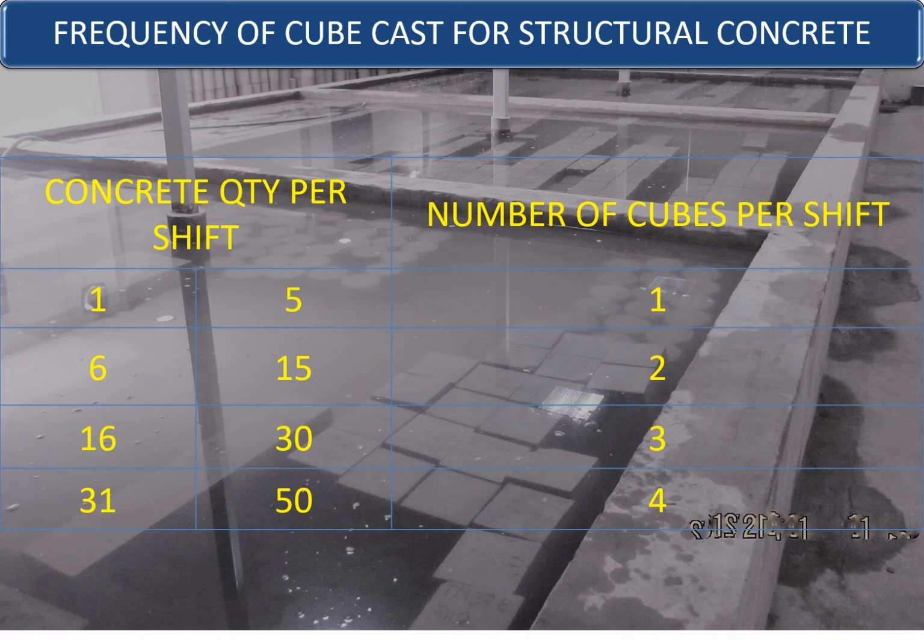So if you see the frequency which is being considered for calculation of cube casting in structural concrete, it is in line with IS 456. That is, for quantities from 0 to 5, one sample is considered. For 6 to 15, two samples, 16 to 30, three samples, and 31 to 50, four samples, and thereafter for each 50 cubic meters, one additional sample will be added to the required quantities. And when we say 1, 2, 3, and 4 samples, these are the samples which are required to be tested for 28 days compressive strength.